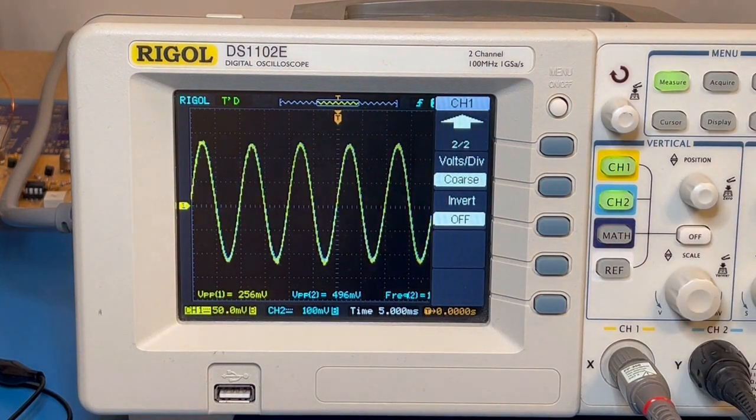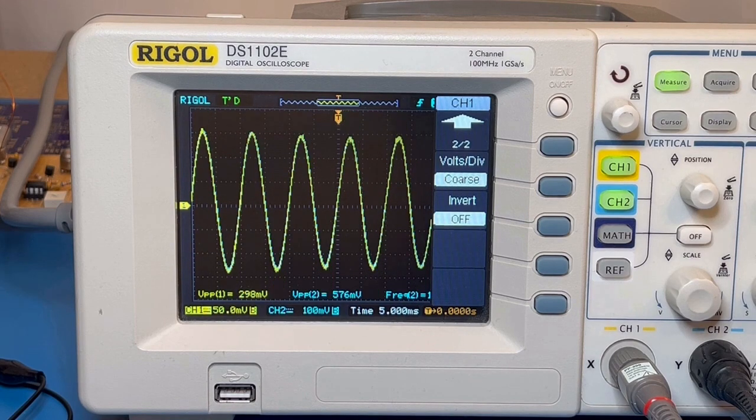So I've set channel 1 to 50 millivolts per division, with channel 2 at 100 millivolts, so that they look like they're on top of each other. So the factor of 2 that we saw in the circuit is now being negated effectively by the scaling factors on the oscilloscope, as with the previous experiment.